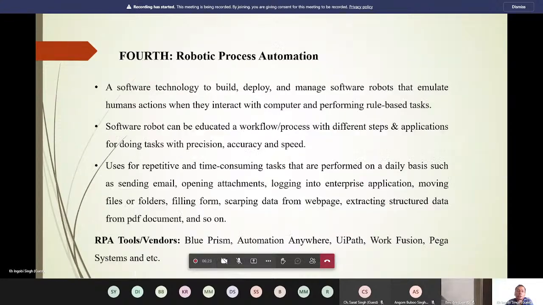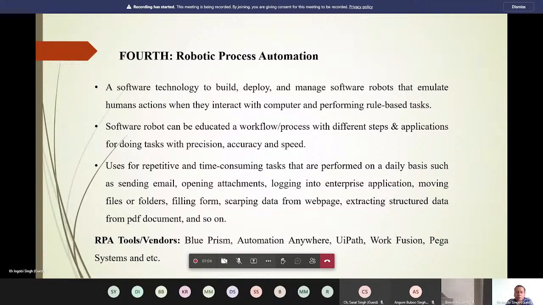And after this, the fourth is robotic process automation. Robotic process automation, RPA, is a software technology to build, deploy, and manage software robots that emulate human actions when they interact with computers and perform rule-based tasks. Software robots can be taught a workflow process with different steps and applications for doing tasks with precision, accuracy, and speed.